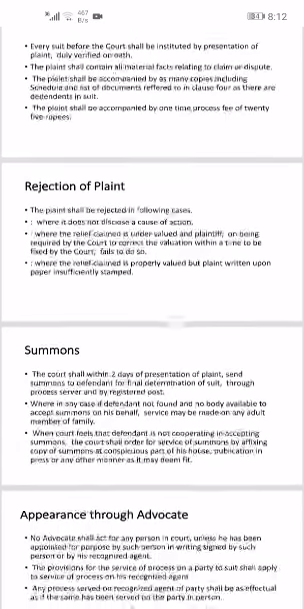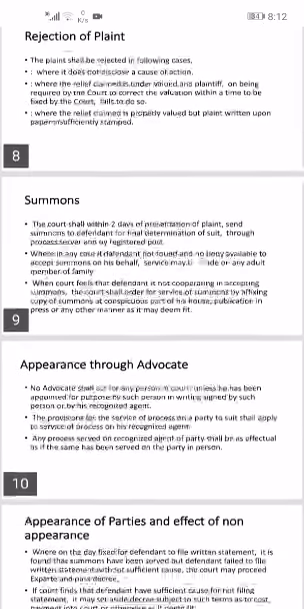Rejection of plaint. The plaint shall be rejected in the following cases: where it does not disclose a cause of action; where the relief claimed is undervalued and the plaintiff, being required by the court to correct the valuation within a time to be fixed by the court, fails to do so; where the relief claimed is properly valued but the plaint is written upon paper insufficiently stamped.